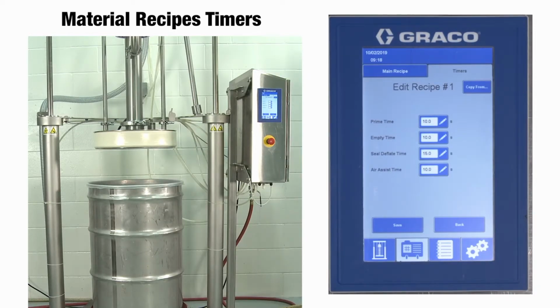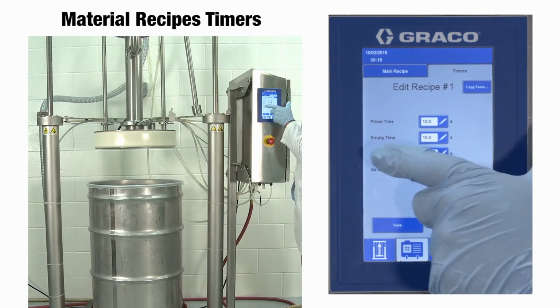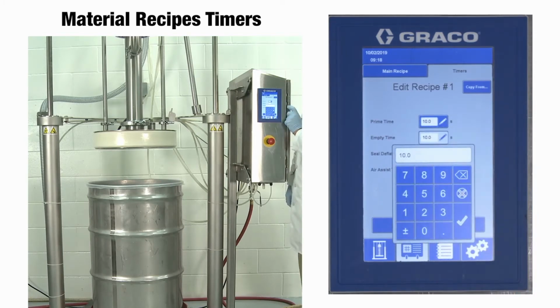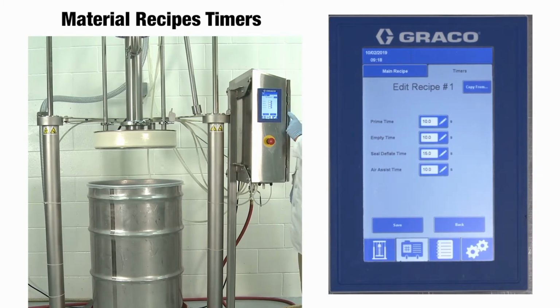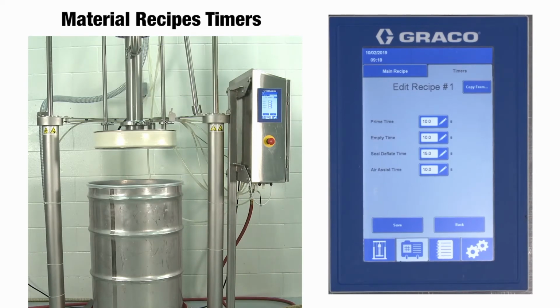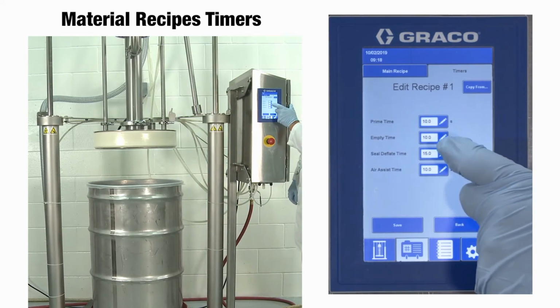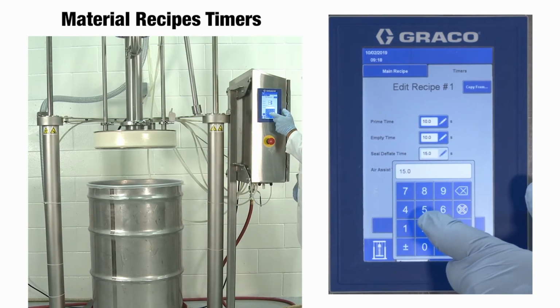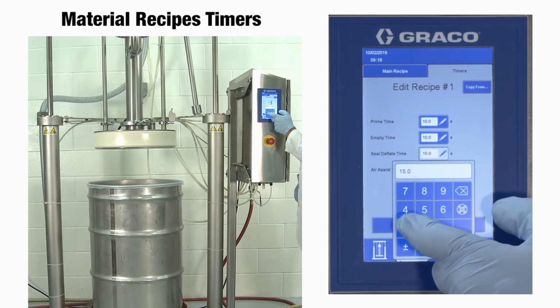The empty time is when the RAM assembly reaches the empty sensor stop. The pump will switch to slow speed for the time entered here before shutting off or raising if the auto raise is checked. The seal deflate time is the time it takes to deflate the seal at the end of a sequence.